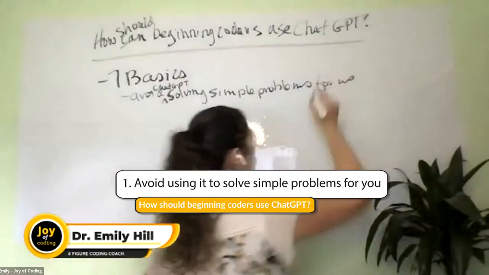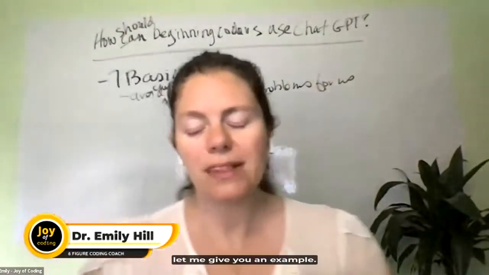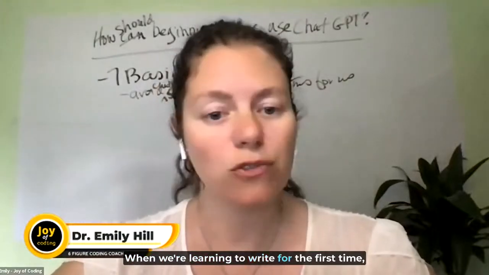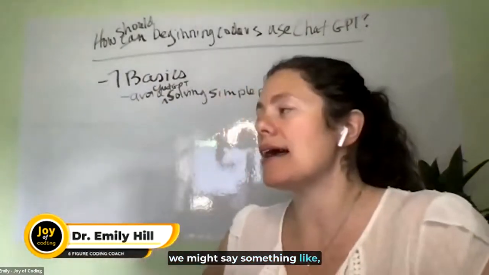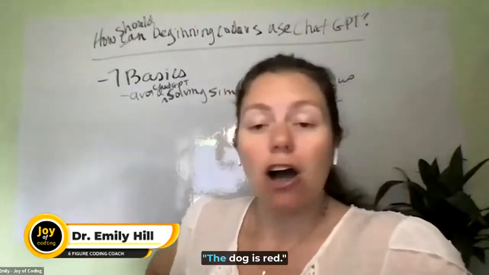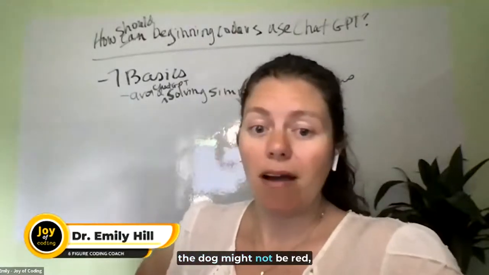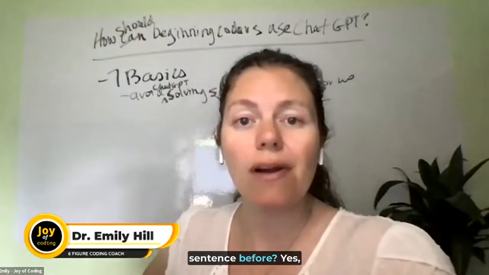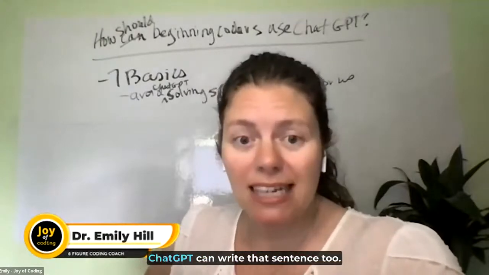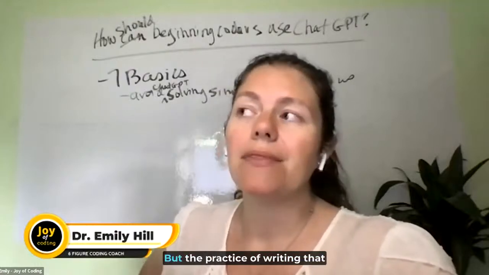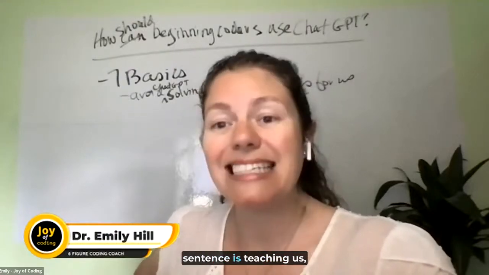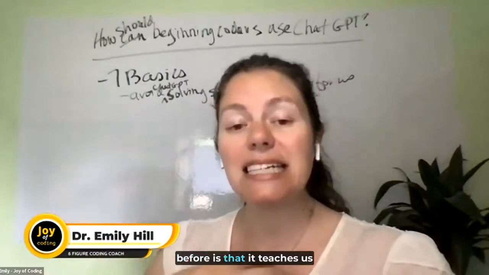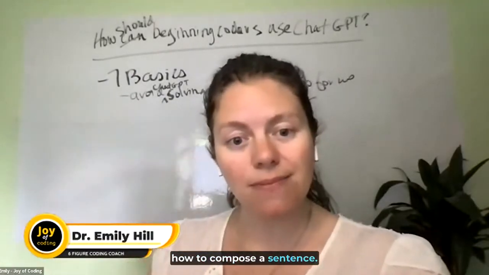Because this is where we start. Let me give you an example. When we're learning to write for the first time, we might say something like, the dog is red. The dog might not be red, but the dog is red. That's a really simple sentence. Might someone have said that sentence before? Yes. ChatGPT can write that sentence too. But the practice of writing a sentence that has been written before teaches us how to compose a sentence.